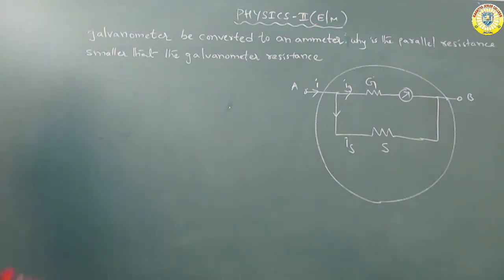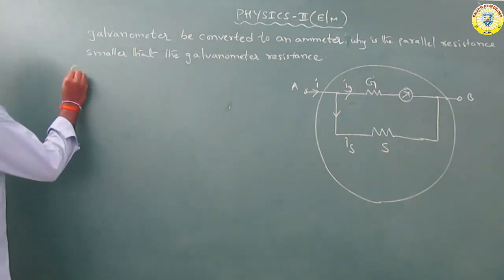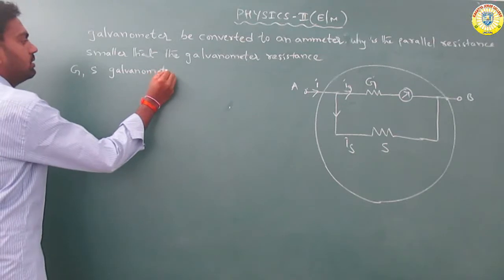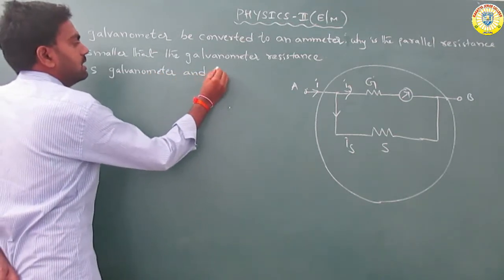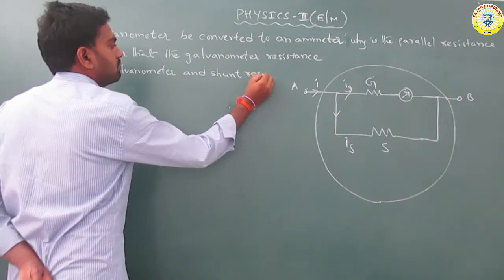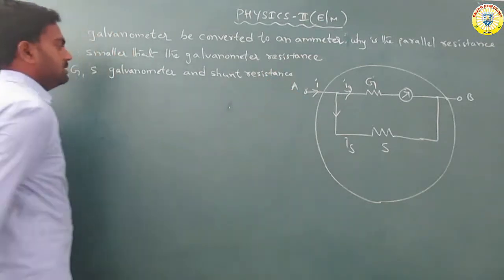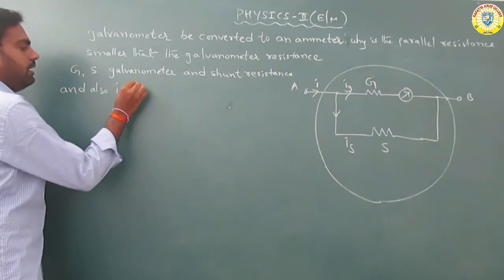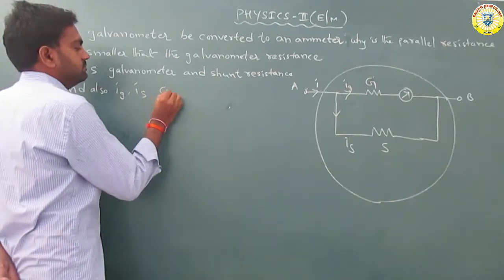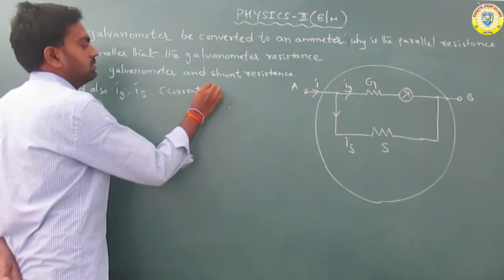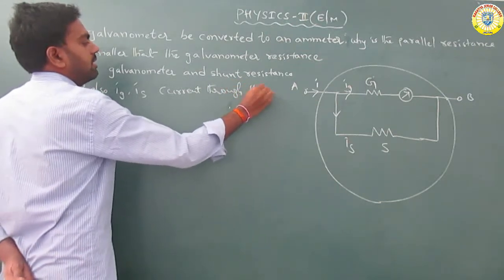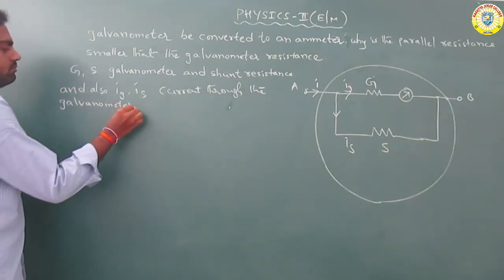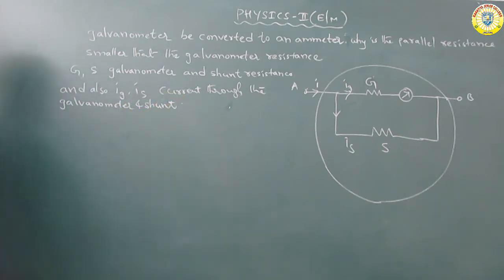Now, from the figure and the circuit diagram, G and S are the galvanometer and shunt resistance, and IG and IS are the currents through the galvanometer and the shunt, as shown in this figure.